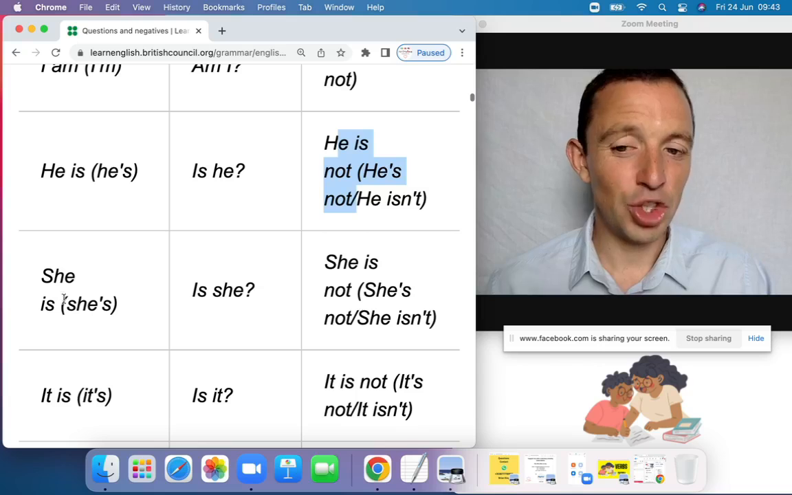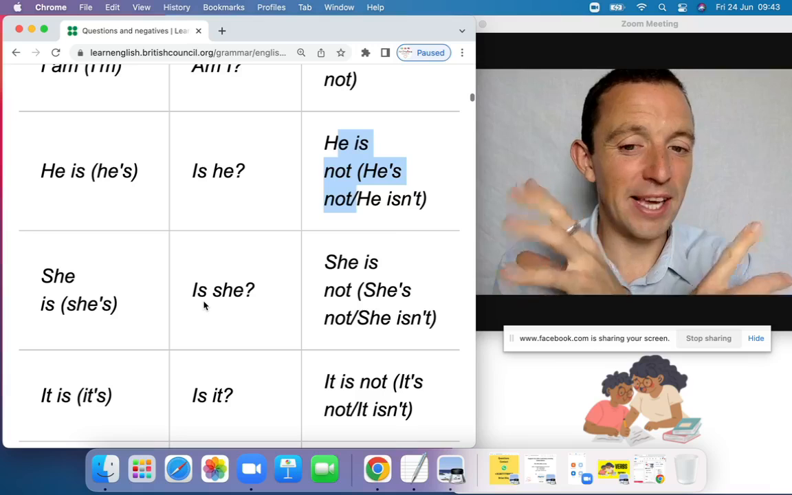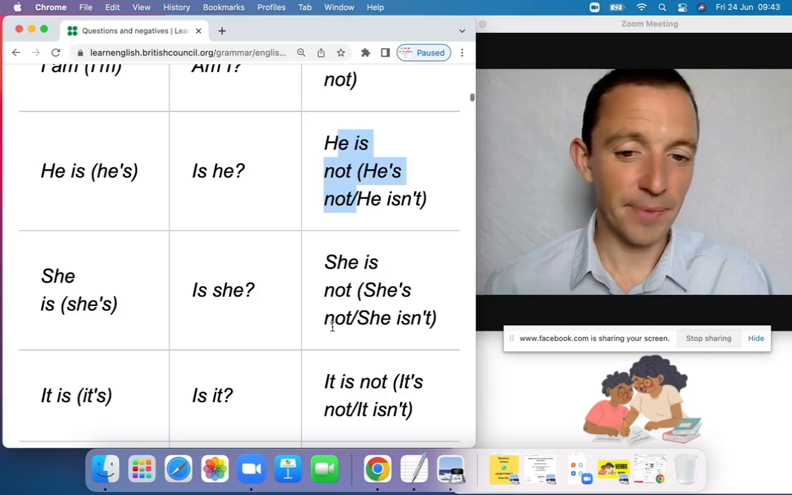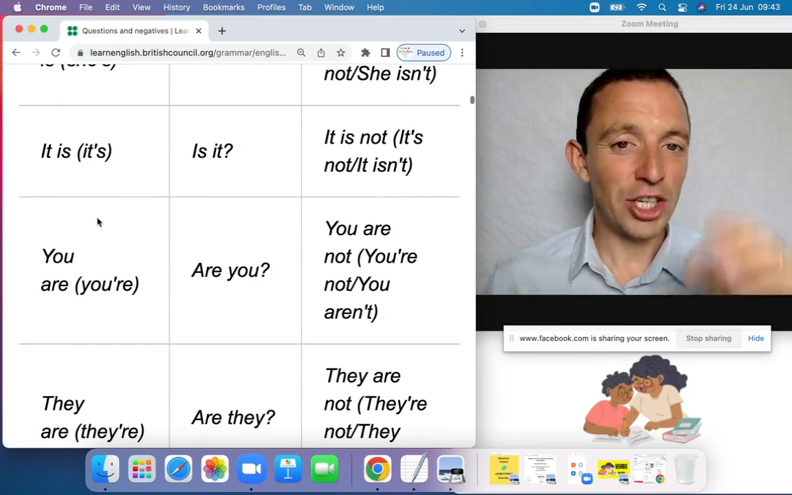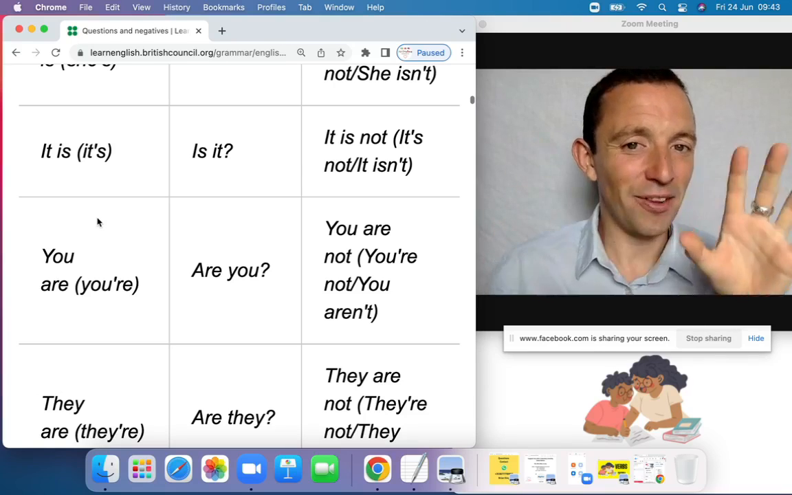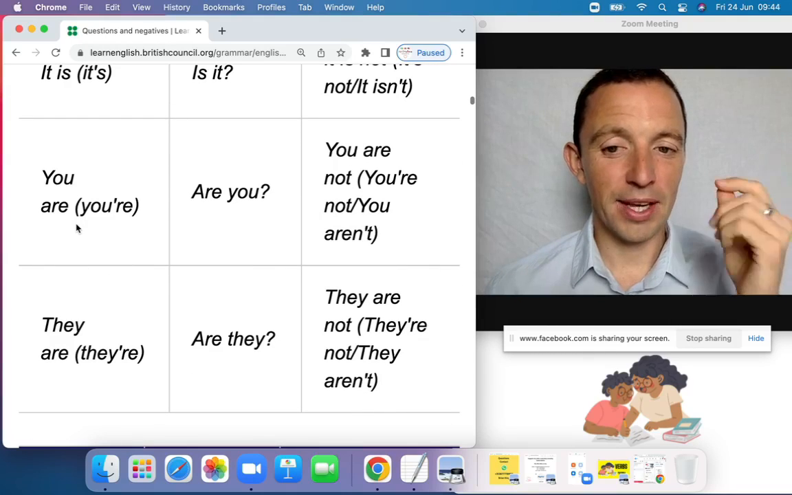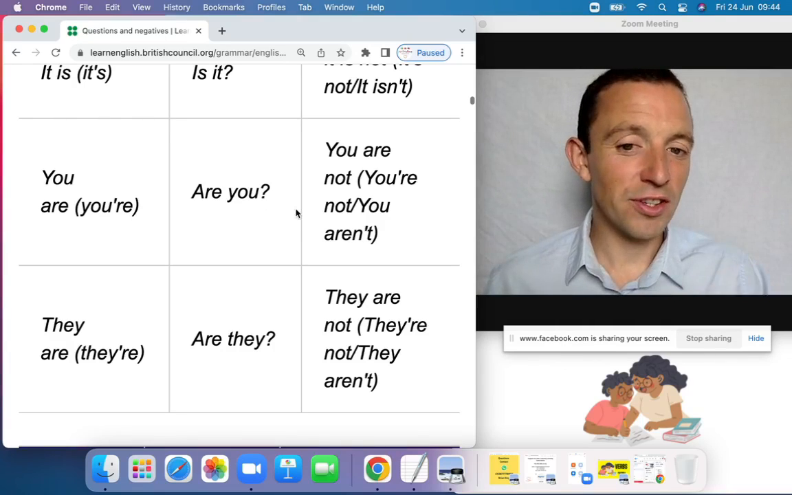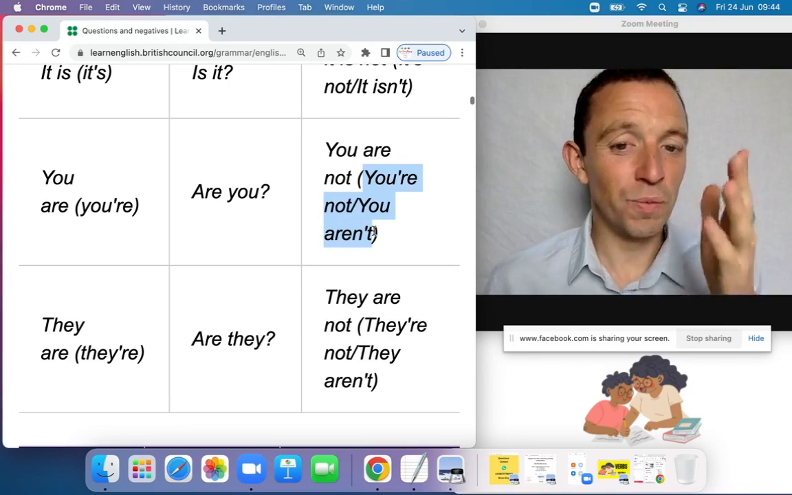She is, she's. Question, is she? Simple. Okay, because it's the verb to be. The negative, she is not, or she isn't. It, affirmative, it is. Question, is it? Change the position, very simple. And the negative, it is not. Plural, you are. Question, are you? Negative, you are not, or you're not, or you aren't. We've two possible contractions of the negative for you.